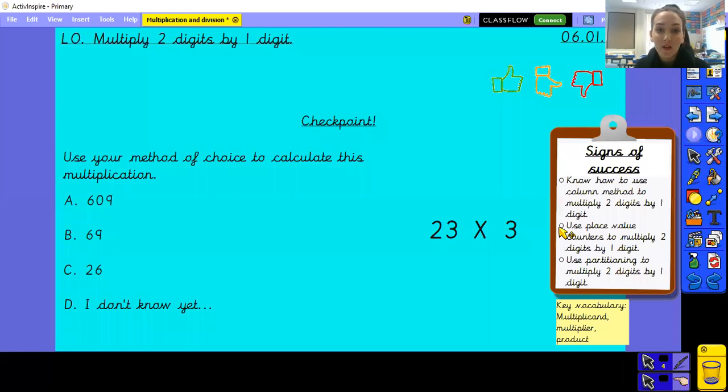Okay, so just like we do in the classroom, I would now like you to complete our checkpoint. And in this checkpoint, I've said, use your method of choice to calculate this multiplication. So I'd like you to either choose the place value counters, the column method, or partitioning to calculate 23 times 3. So please pause the video now and have a go at that in your maths book.